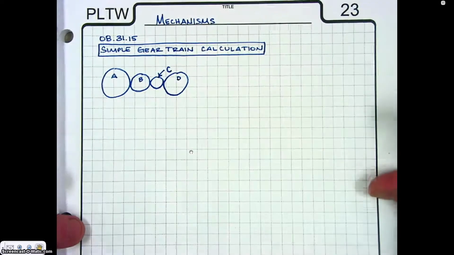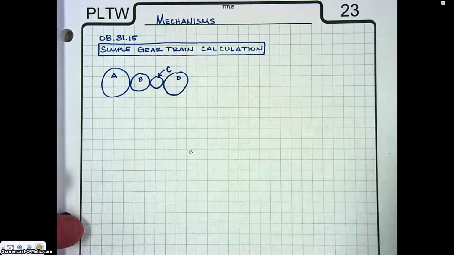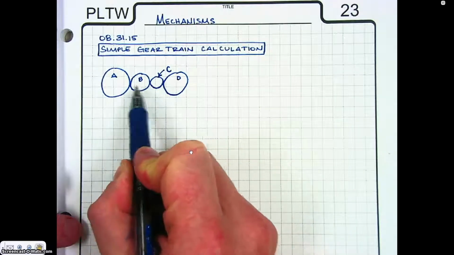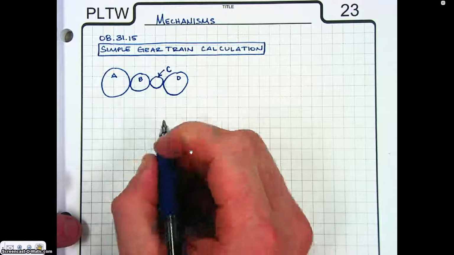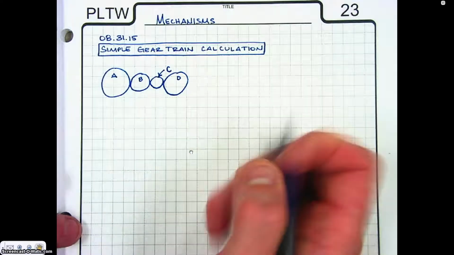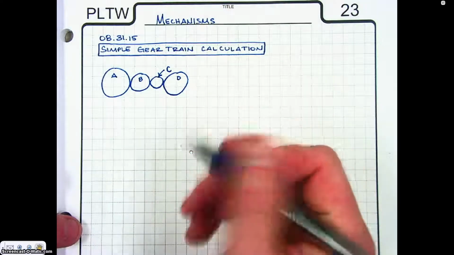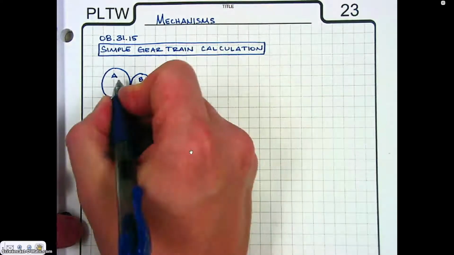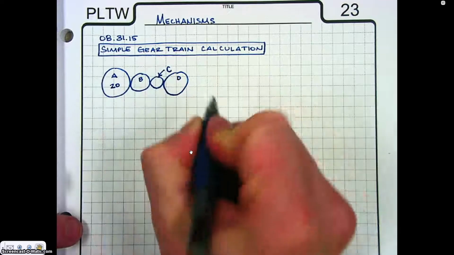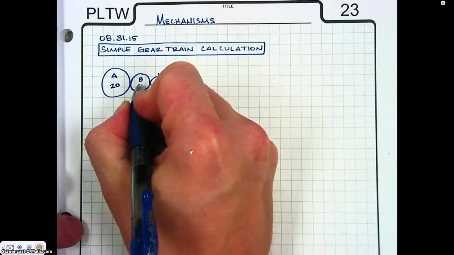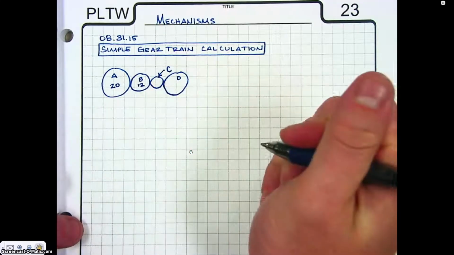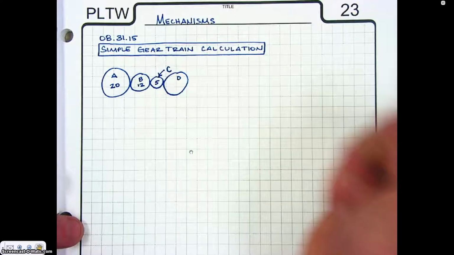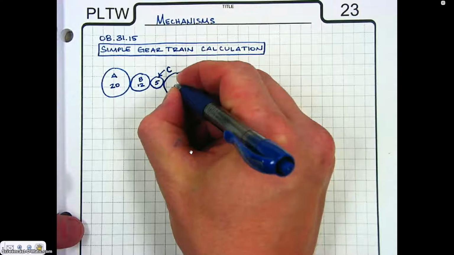All right. Now we know that to calculate a gear ratio, you have to have either the number of teeth on the gear, of all the gears, the diameter of all the gears, the angular velocity of the gears, or the torque on each gear. And so in this case, we are going to use the number of teeth in our calculation. So we're going to say gear A has 20 teeth, gear B has 12 teeth, gear C has 5 teeth, and gear D has 20 teeth.